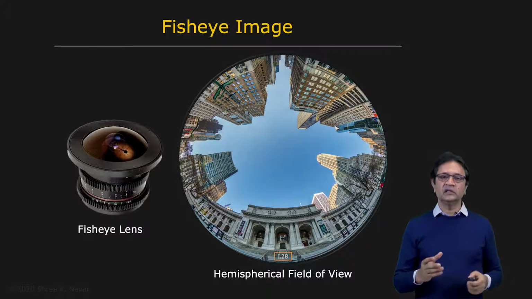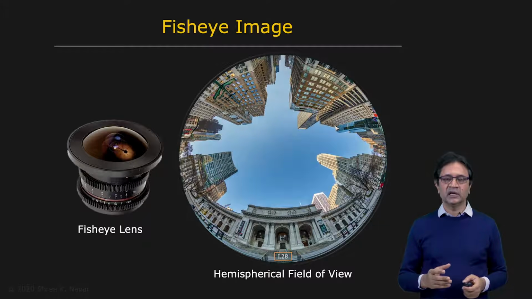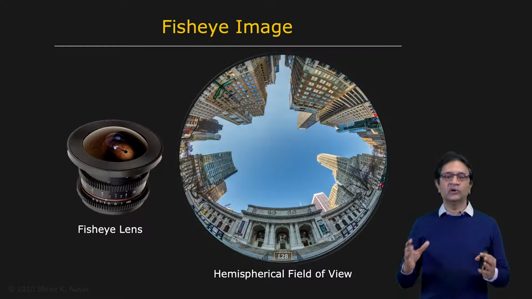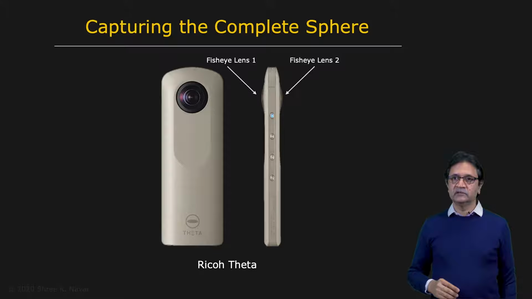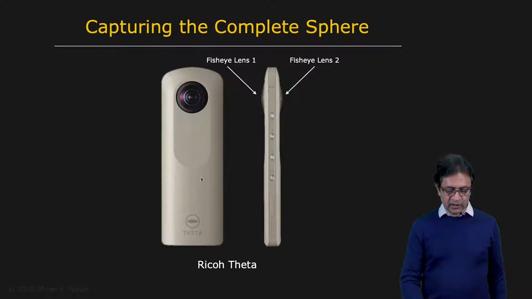Now, one of the challenges with the fisheye lens is that you can't go well beyond a hemisphere. It's very hard to design a lens-based system that can give you much more than a hemisphere. So here is a very interesting design by Ricoh. It's called Ricoh's Theta camera, and it uses two fisheye lenses.